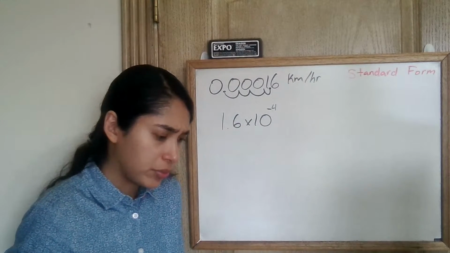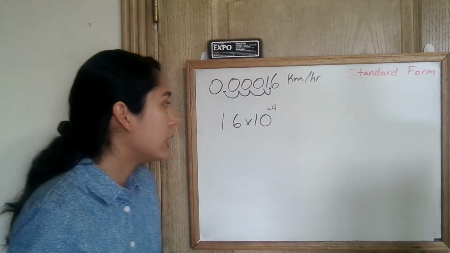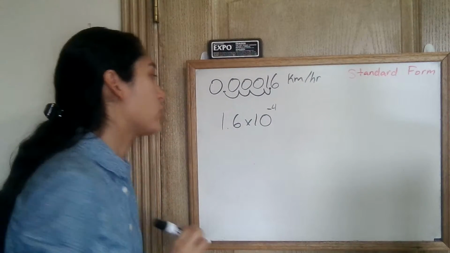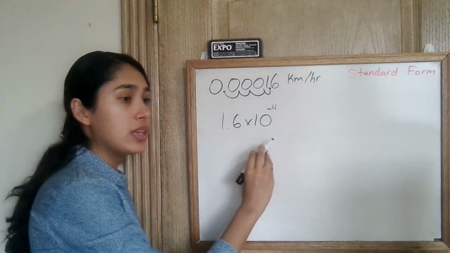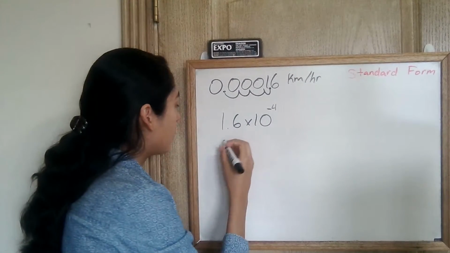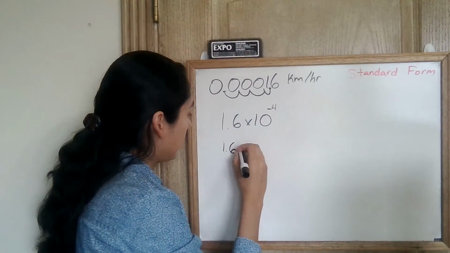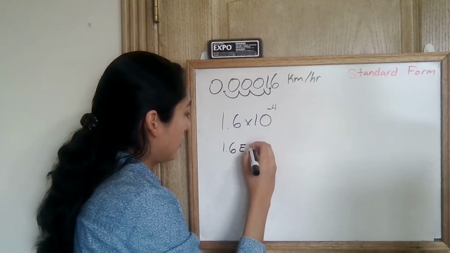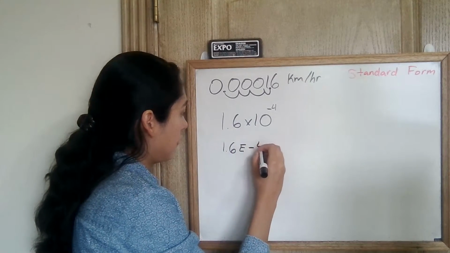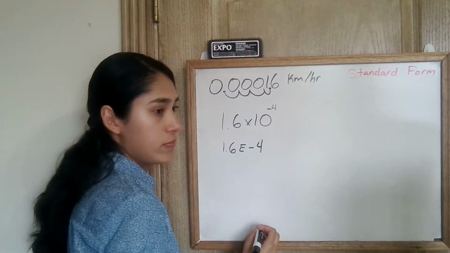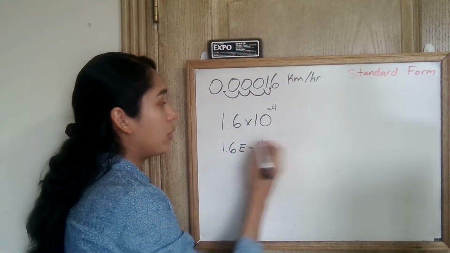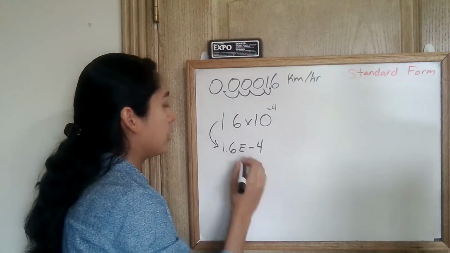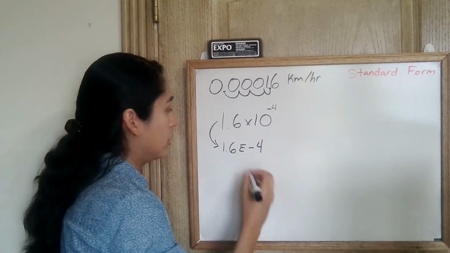Something I do want to point out is that in some calculators, they might even do a shorthand of the times 10. They might just write it like this. These are one and the same. It's just that the calculator may express it like this.